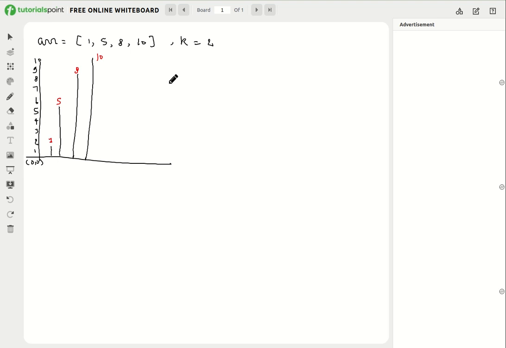Let's take the approach. So first we will sort this array, array dot sort. After sorting, what we will get is 1, 5, 8, and 10. It is already sorted, so no worry about this one. But we could have an unsorted array also, right? So first we will sort.